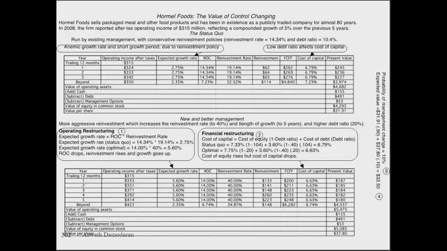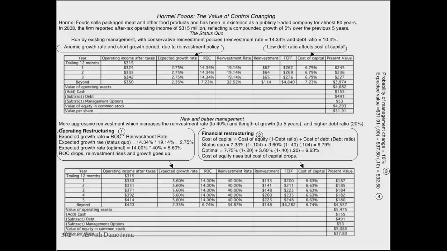So more aggressive growth and a higher debt ratio. I revalue the company. Lower cost of capital. The value that I get is about $37.80. I have two values, $31.91, $37.80. And the stock was trading at about 33. See the quandary I face? If I compare to the $31.91, the stock looks overvalued. If I compare to the $37.80, it looks undervalued. But I don't get to pick and choose. These are two different outcomes.